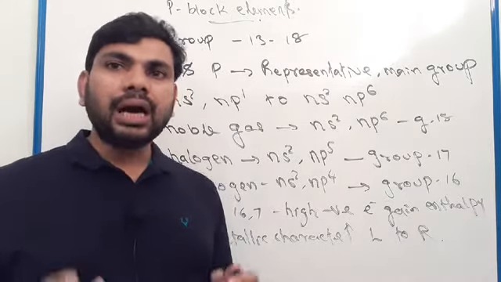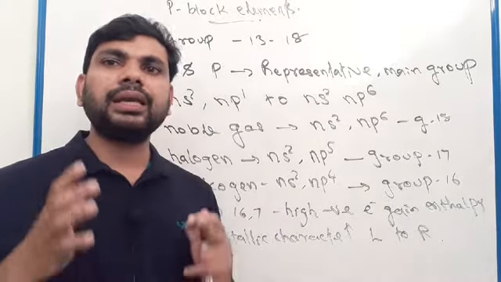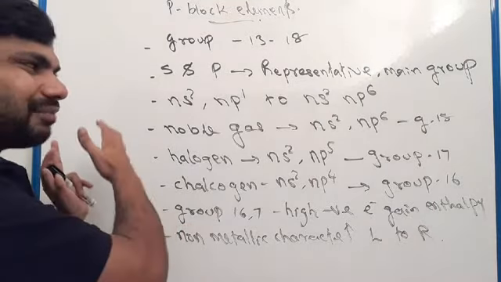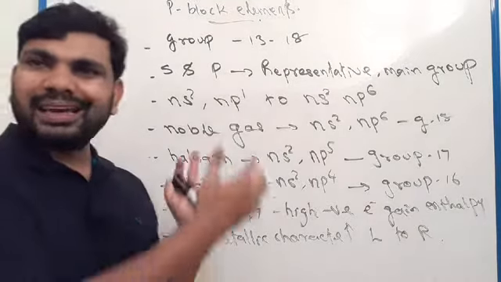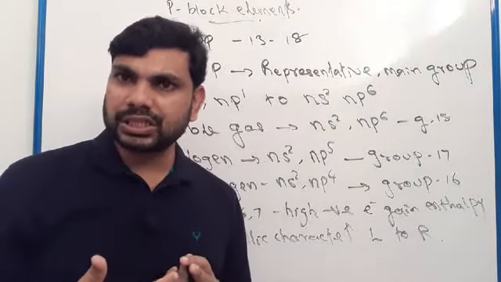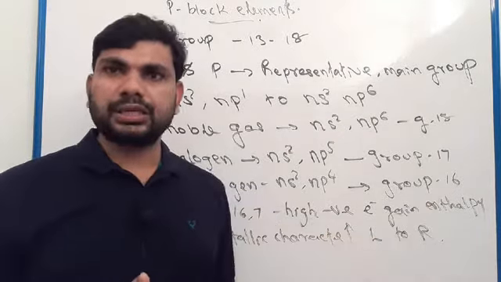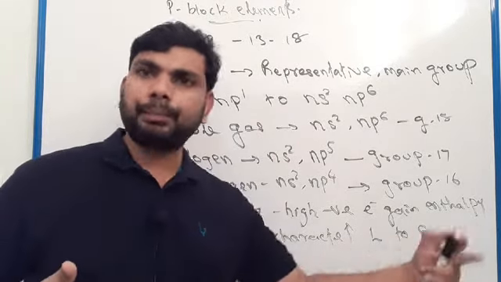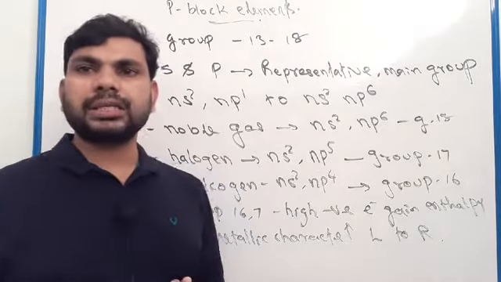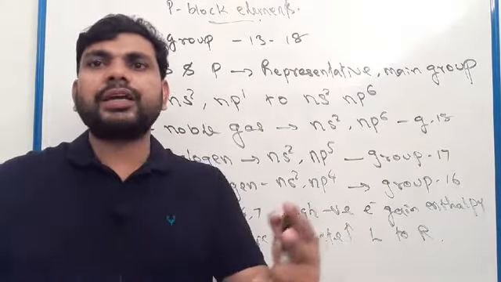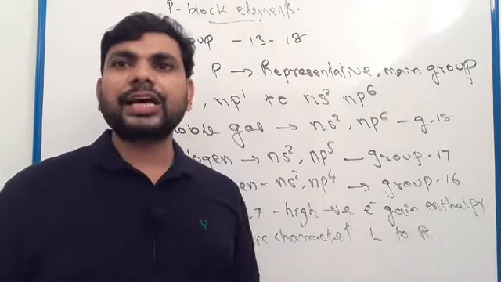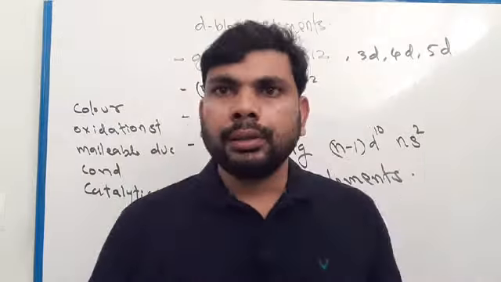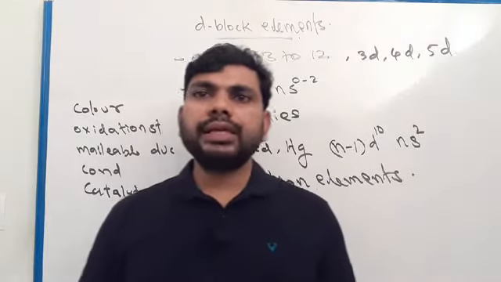Group 16 and group 17 elements have high negative electron gain enthalpy. Also, when you are moving from left to right in the periodic table, the left part is metal and the right side is non-metal. S block and D block are metals, but the P block is non-metal. So when you are moving from left to right across the period, metallic character increases. Clear?